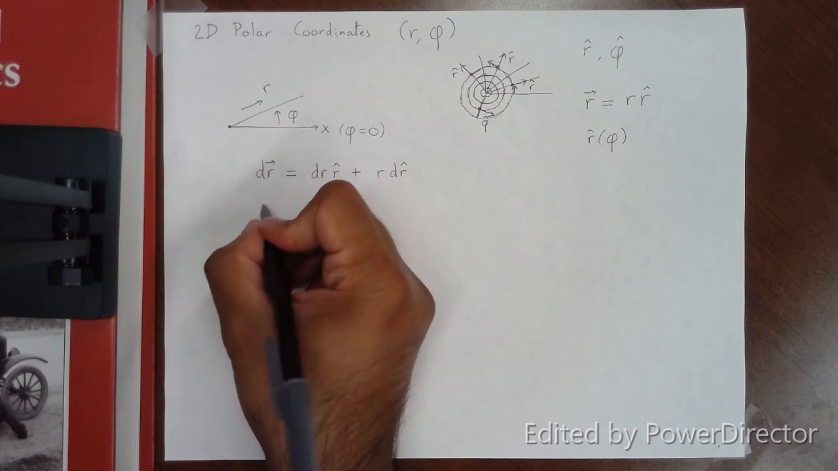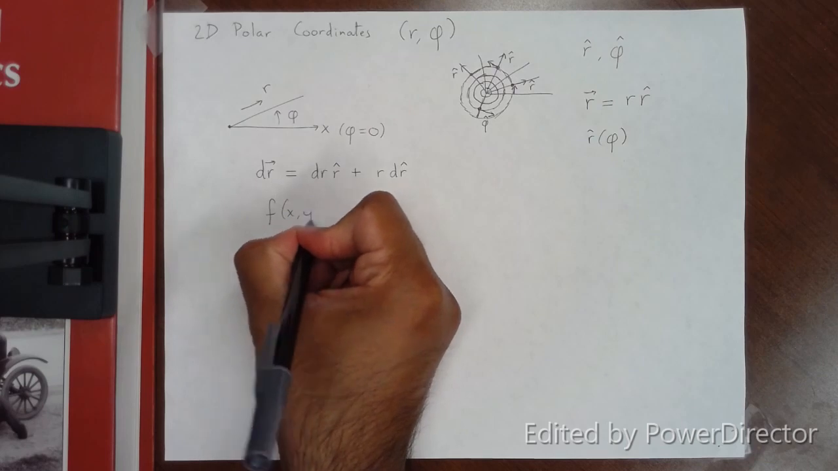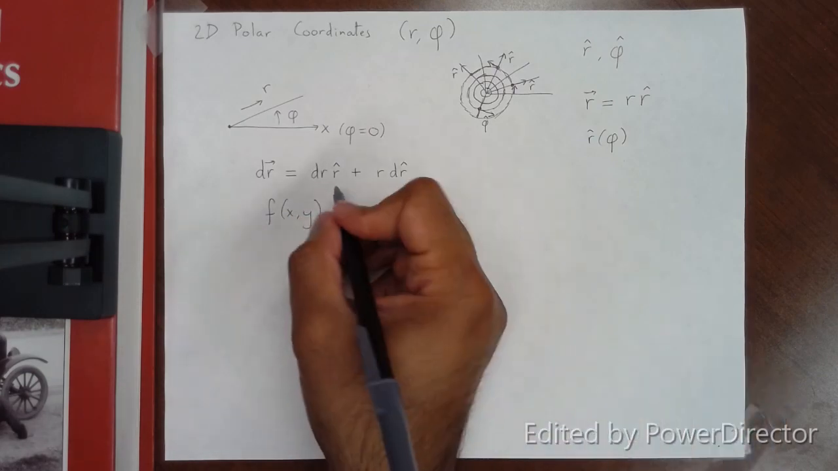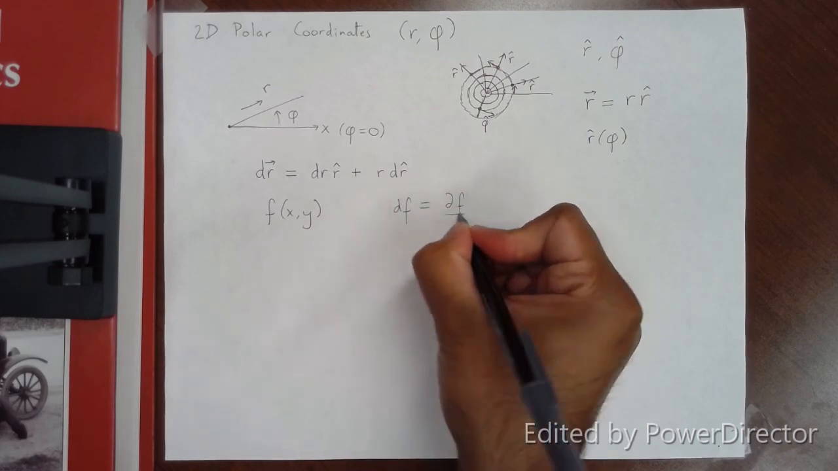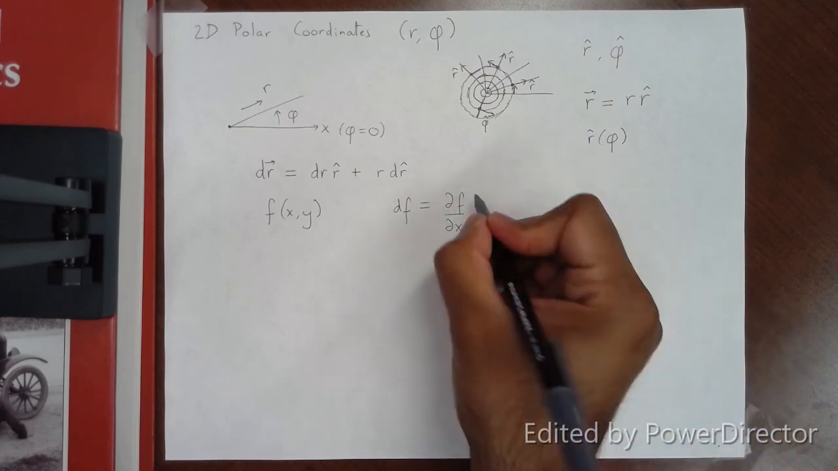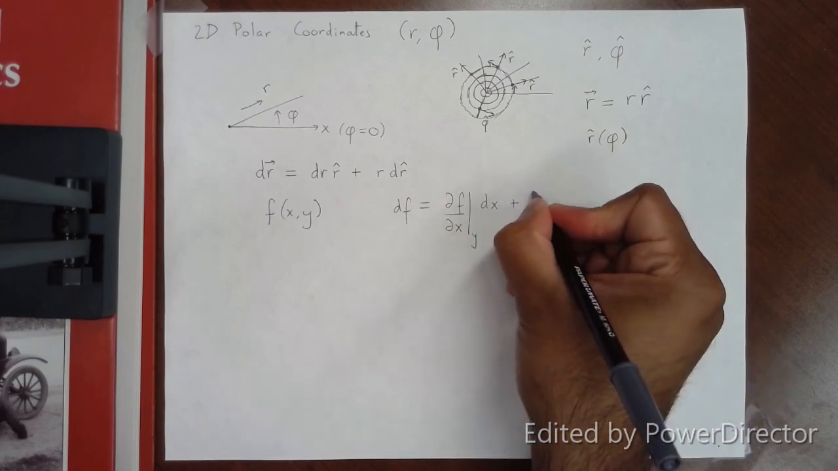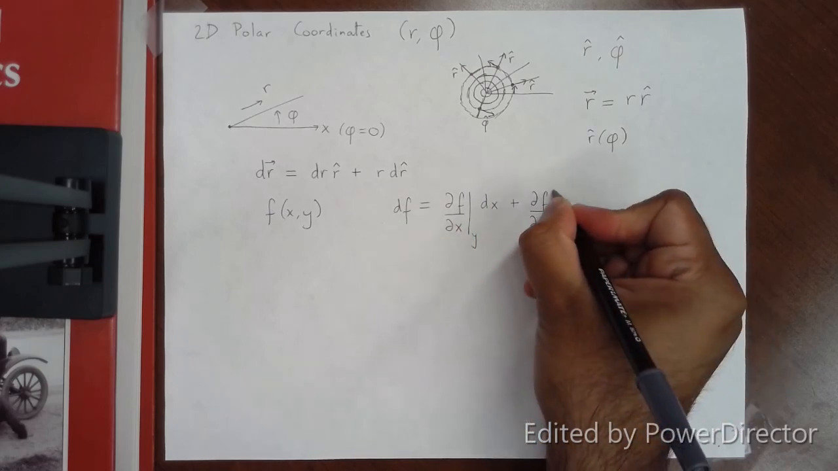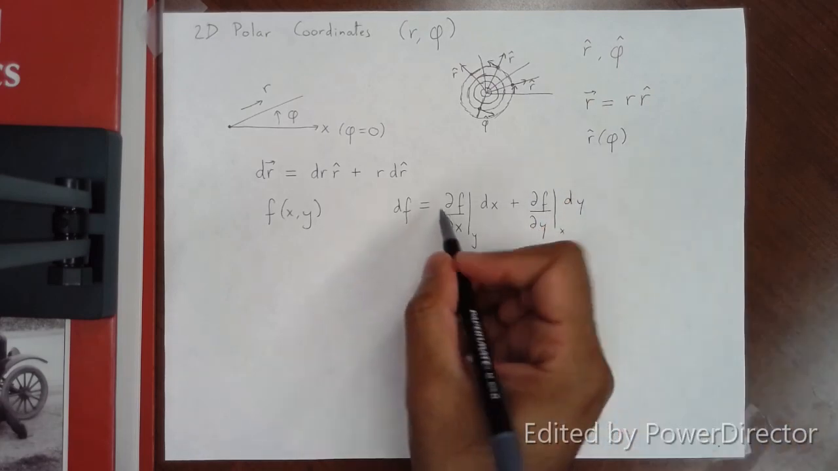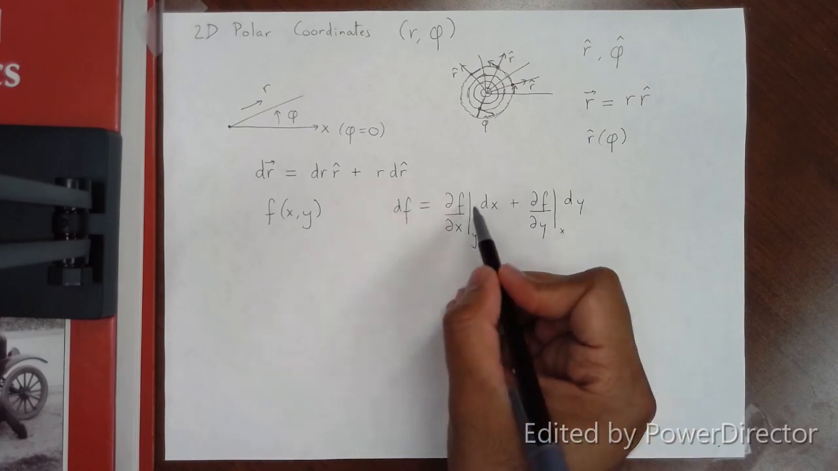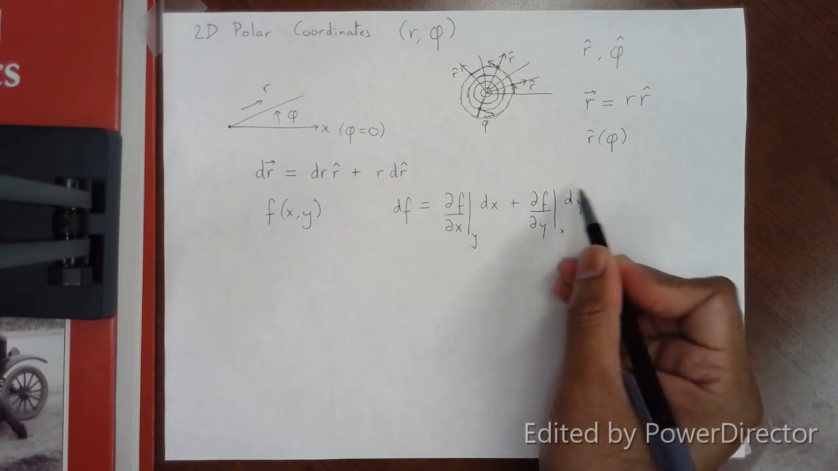So, in general, when you have f being a function of two independent variables x and y, then df, the change in f, is given by the partial derivative of f with respect to x holding y constant times dx plus the partial derivative of f with respect to y holding x constant times dy. In other words, the total change in f is a combination of the change in f due to x plus the change in f due to y.